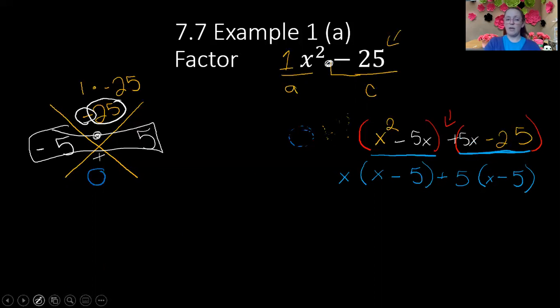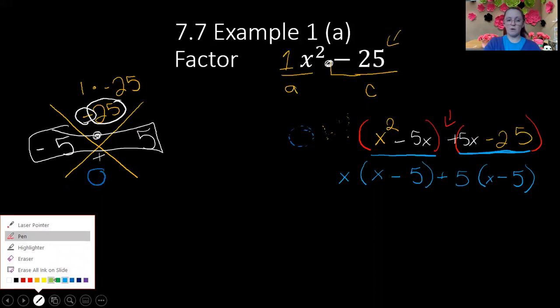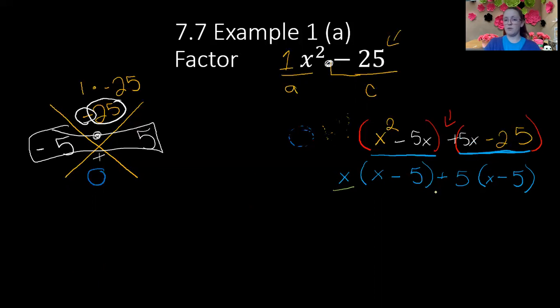All right, and so that's really what we're going to do. And then we're going to wind up with our factored form, which is these two guys hang out together in their own little house, x plus 5, and then this guy comes and hangs out too, x minus 5.